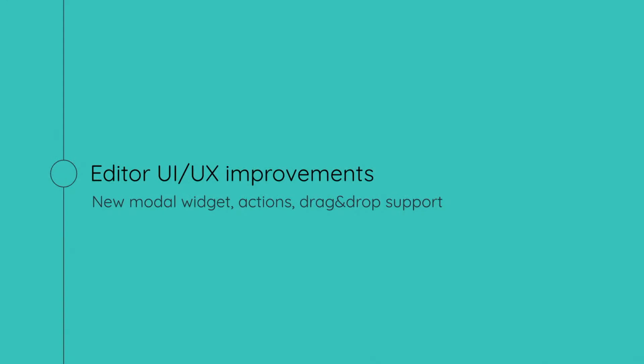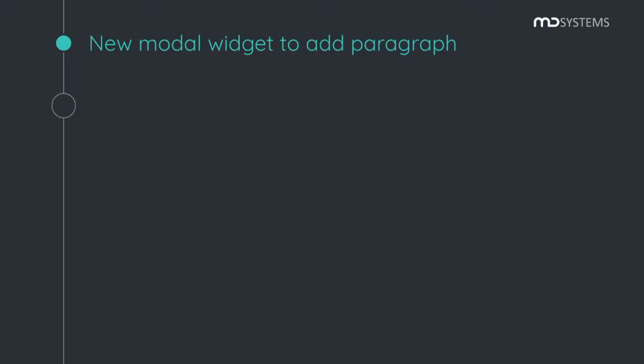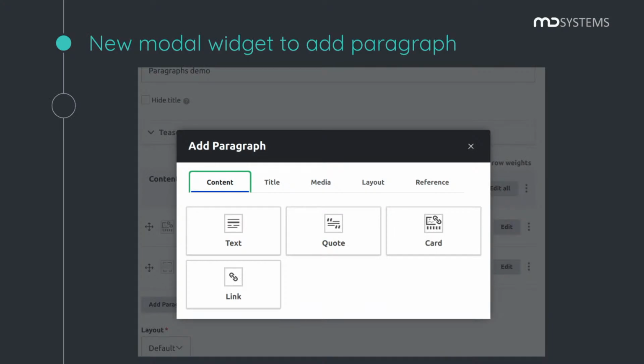So let's switch to editor user interface improvements. The first thing is there is a new widget which was for a long time experimental. Now it's stable. And when you're adding the paragraph, you're now using the modal dialog for that. And I mentioned that groups feature, the custom feature we added. So we are using it here. All the paragraph types we have, we are grouping in the context they belong, like content, section, title, media, layout, and reference sections. It's just a nice feature and easier to use for editors.